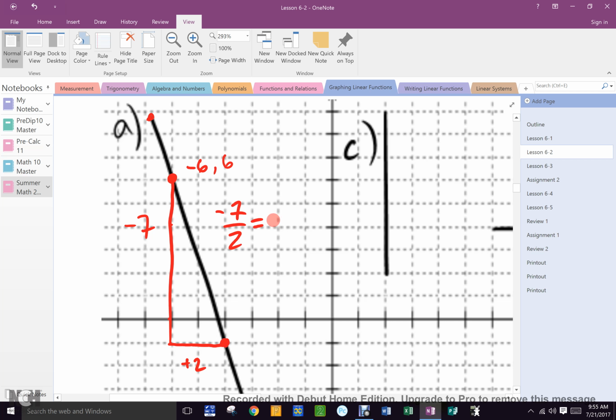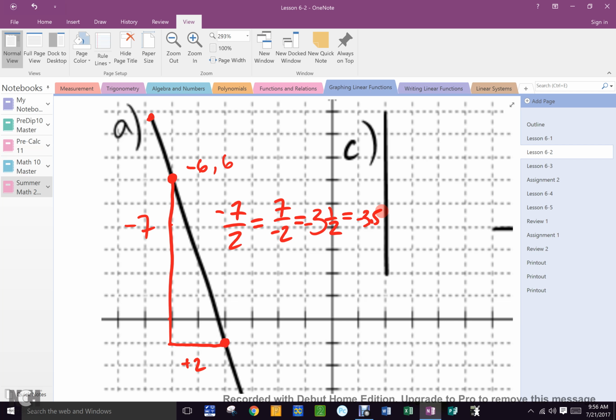Positive 7, negative 2. I could write it as 7 over negative 2. How else could I write it? Negative 7. We already have that one, Amrit. How else can I write that number in math class? Yes, it's negative 3 1/2, isn't it? And isn't it also negative 3.5? They're all the same. So are you allowed to use the decimals?